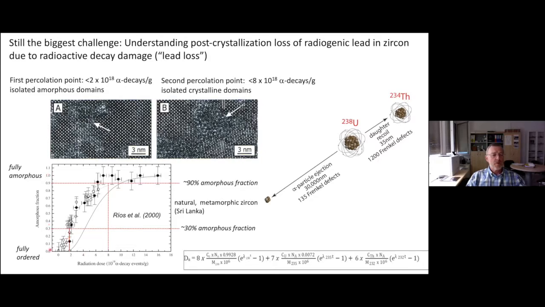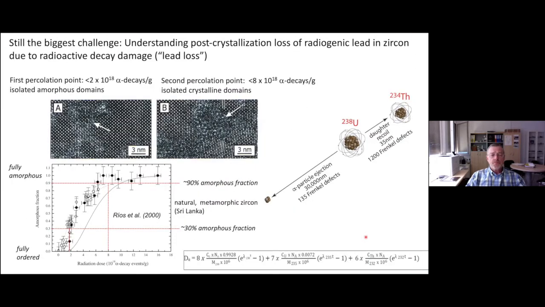So this is the amorphous fraction in percent or proportion, and this is the radiation dose. This is calculated with this equation. It's the number of decays from 238 uranium to 235 uranium, or 232 uranium, sorry.